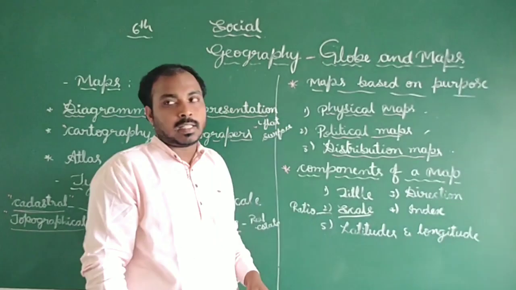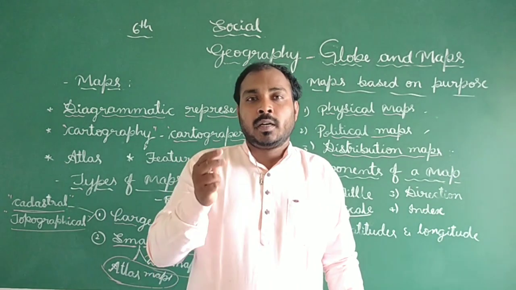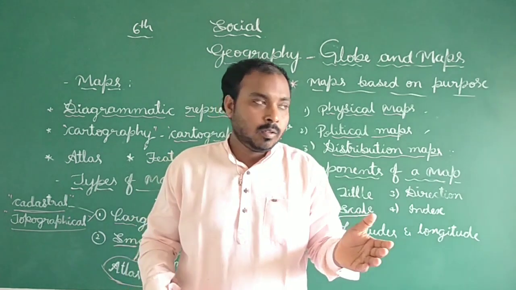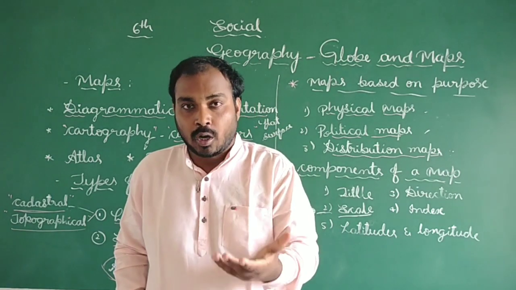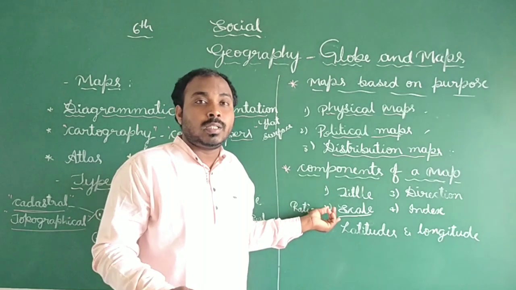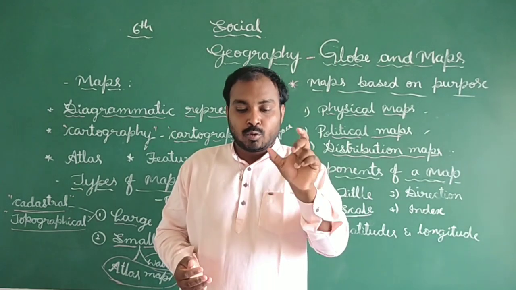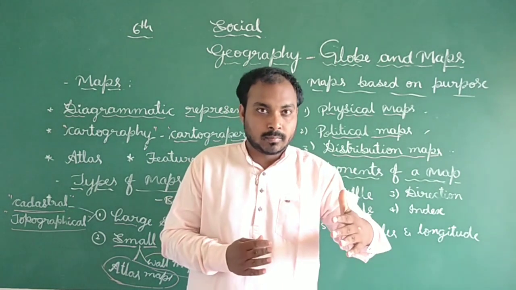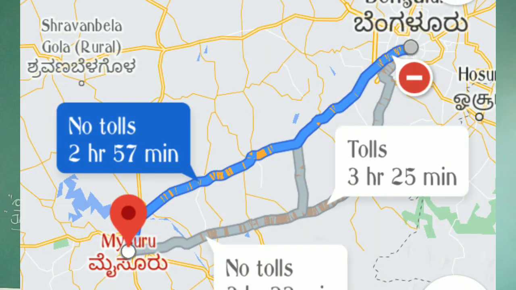What is the meaning of the scale? The scale is used to measure, or helps us to know, the distance between two places. The ratio between the distance on the map and the corresponding distance on the ground is called the scale. And dear student, the distance between two points on the map can be very close. You can observe the map here: Bangalore to Mysore is only a small distance between the two points.